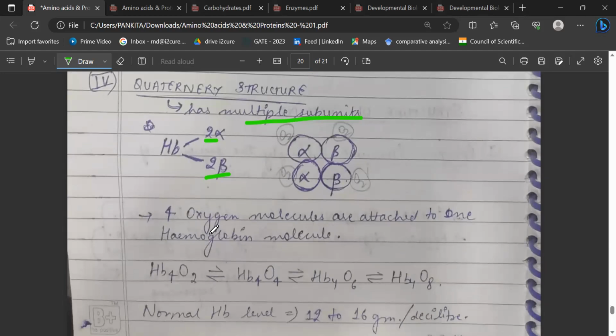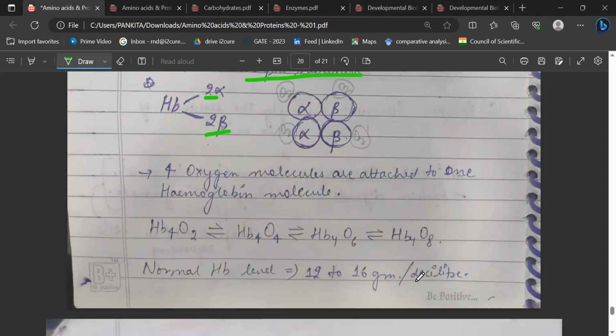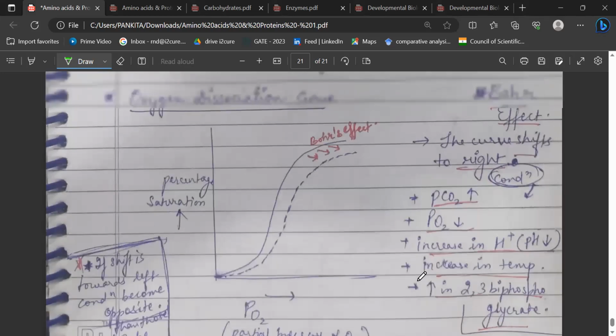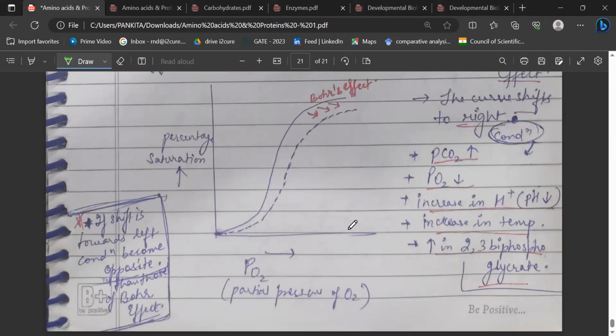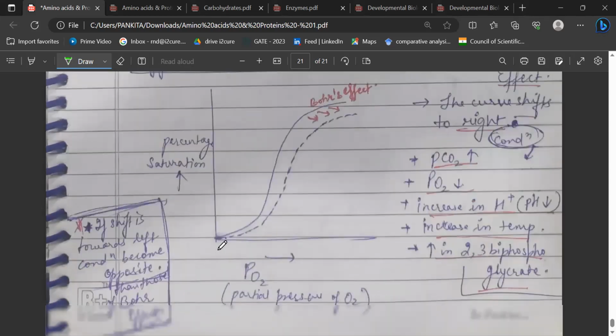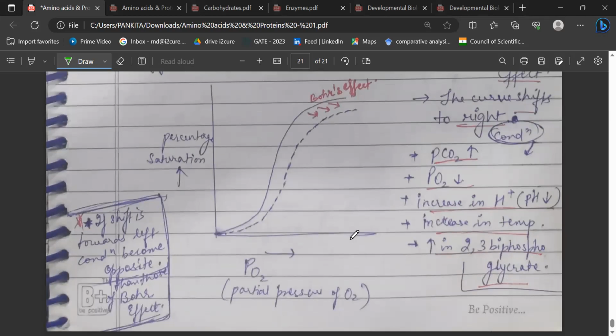And normal hemoglobin levels is 12 to 16 grams per deciliter. This is the oxygen dissociation curve, which shows the Bohr's effect. In the oxygen dissociation curve, the percentage saturation and the partial pressure of oxygen are plotted against each other.